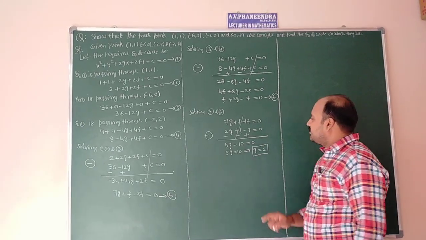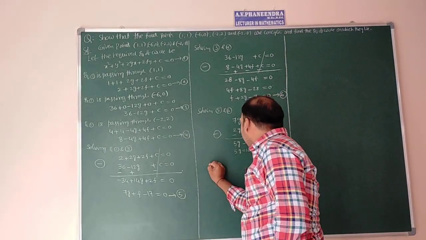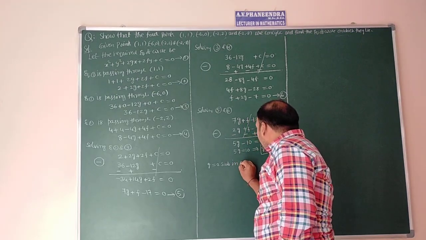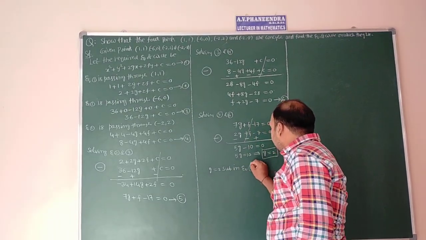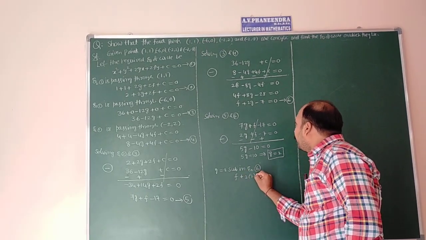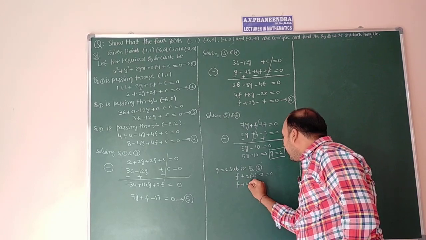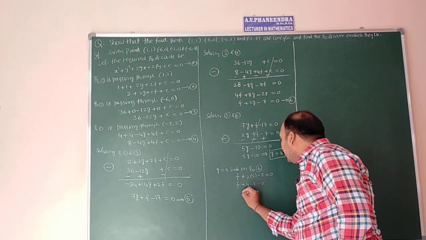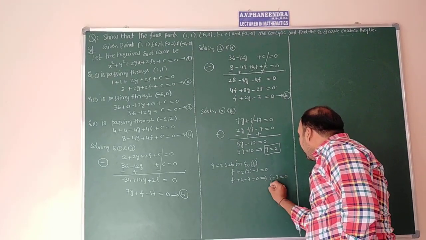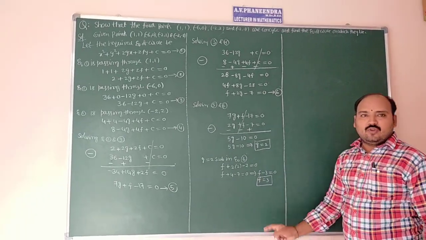After getting the value of g, substitute in equation number 6. g equal to 2, substitute in equation number 6. So f plus 2 into 2 minus 7 equal to 0. f plus 4 minus 7 equal to 0. That implies f minus 3 equal to 0. f is equal to 3. So g value, f value we got it.